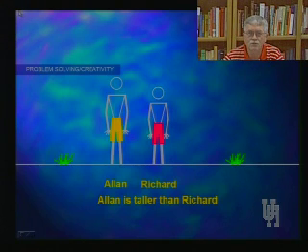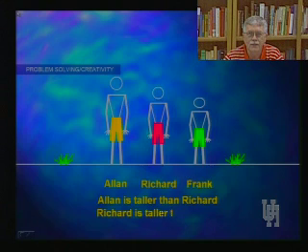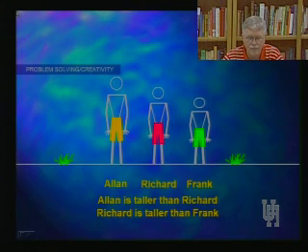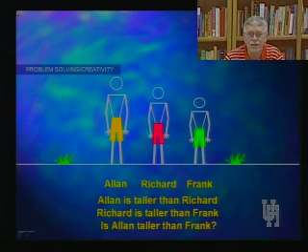We have a third person who is also involved, and that is a person by the name of Frank. And we know about them that Richard is taller than Frank. Premise two. The question then is, is Alan taller than Frank? Since we have not been able so far to make a direct comparison of that. We've got two relational statements, and does that in fact lead to the conclusion that Alan is taller?